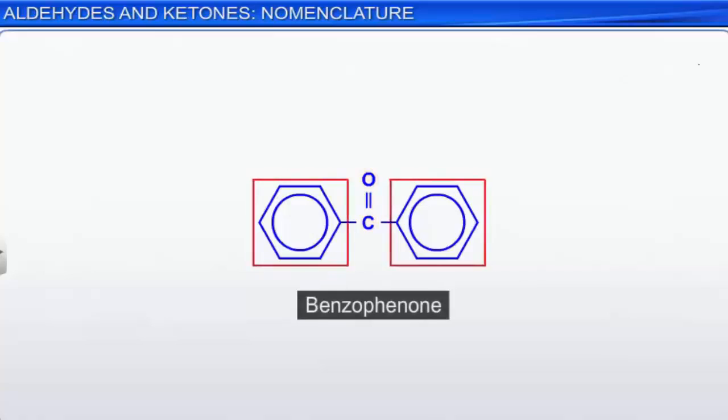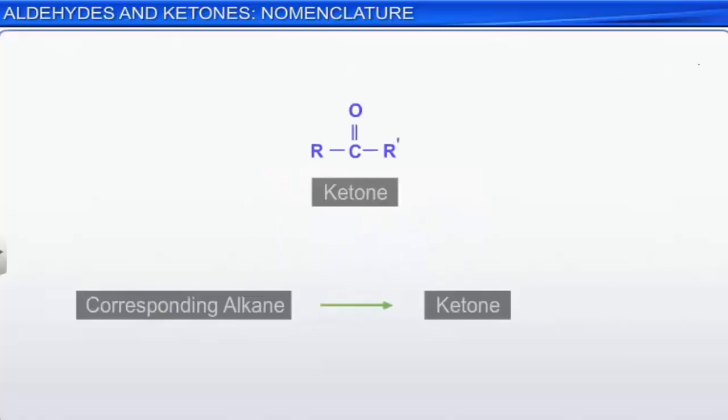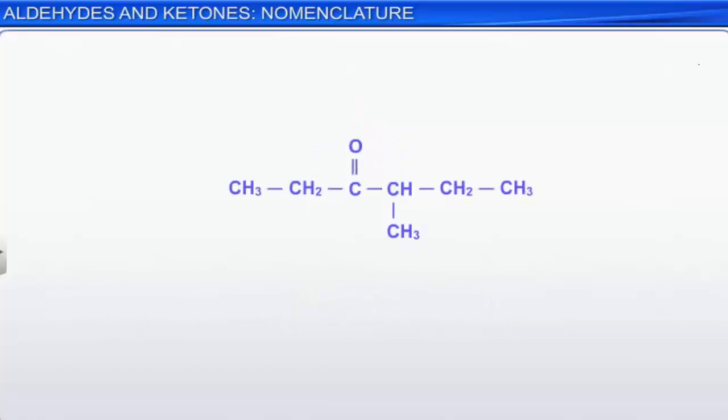According to the IUPAC system, ketones are named by replacing the e of the corresponding alkane with -one. The longest chain carrying the carbonyl group is considered the parent chain, and the numbering begins from the end nearer to the carbonyl group. The compound shown here is named 4-methylhexan-3-one.